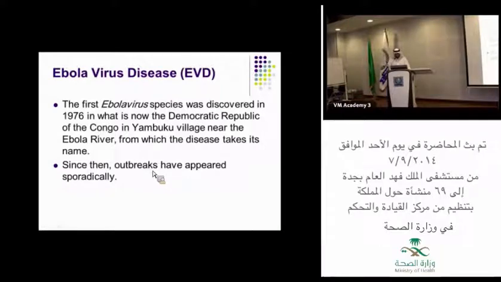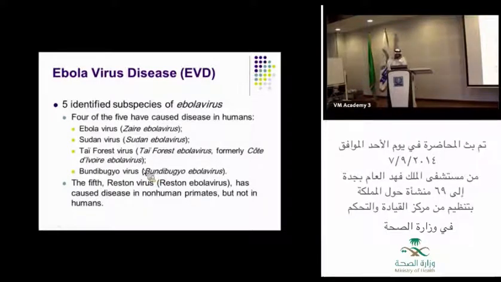Since then, outbreaks have happened sporadically in Africa. We have five identified species of Ebola virus. Four of them cause human disease. The fifth one does not cause human disease. It's mainly affecting monkeys and maybe pigs, and does not cause human disease, even though it may cause human infection. It causes seroconversion, but patients don't get ill with it. So the human ones include Zaire Ebola virus, Sudan Ebola virus, Tai Forest, Cote d'Ivoire, originally discovered, and Bundibugyo strain, which is the fourth one that may cause human disease.